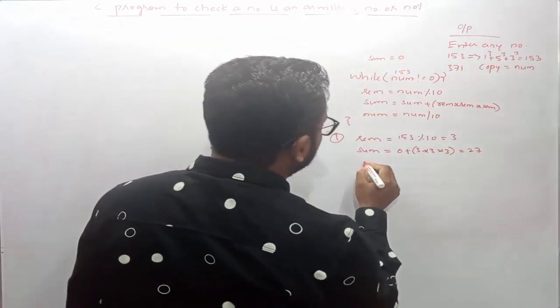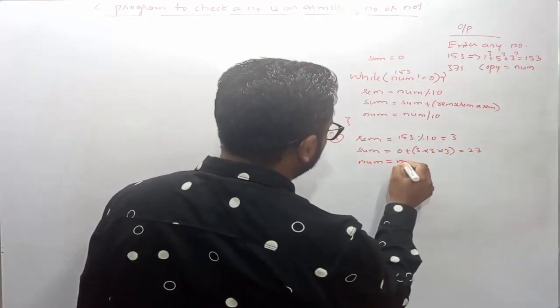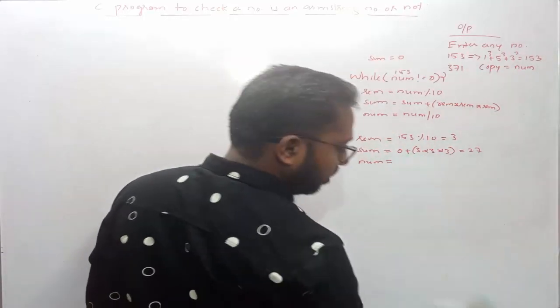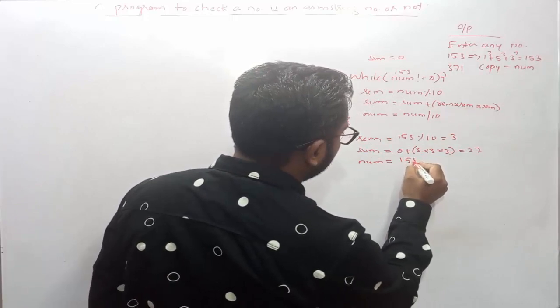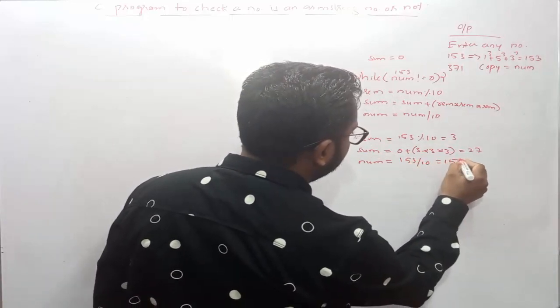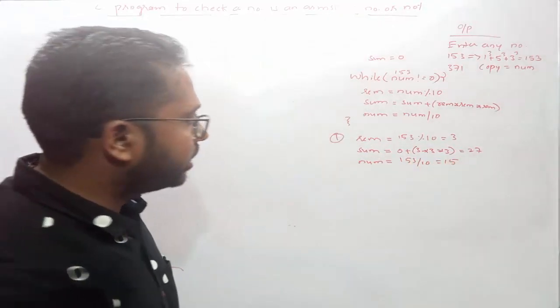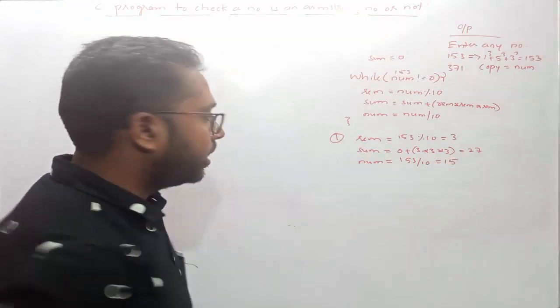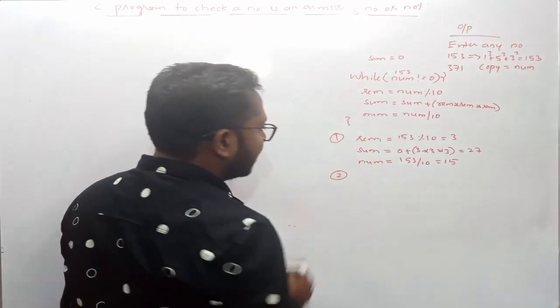Okay, then num equals num by 10. Num value is 153. By 10 we will get 15. So after performing the first iteration, we get the sum value as 27 and num value as 15. Now we will do the second iteration.